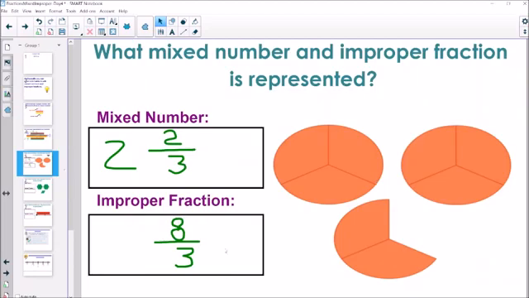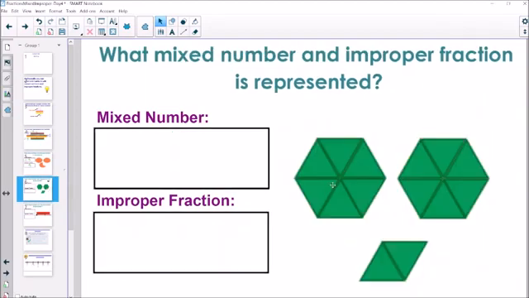So all 3 of these representations are equal. They all show and mean the same thing, but we just write them or show them in different ways. We have a pictorial representation. Here we have a mixed number where we're saying how many whole pieces we have plus our leftover. And here we're just saying how many total pieces we have of our fraction piece. So let's look at another example.